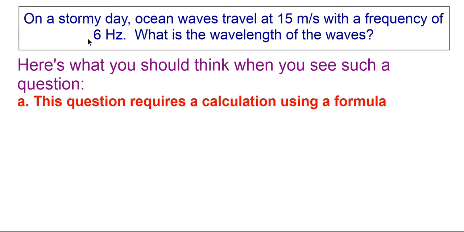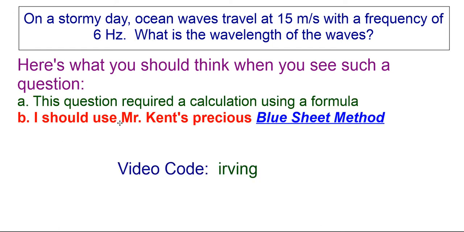Here's a problem very similar to the one you're doing in your worksheet. Let's read it. On a stormy day, ocean waves travel at 50 meters per second with a frequency of 6 hertz. What is the wavelength of the waves? Now, here's what you should think when you see a problem like that. First, this requires a calculation, which means I'm going to need a formula. And second, I should use Mr. Kent's precious blue sheet method.